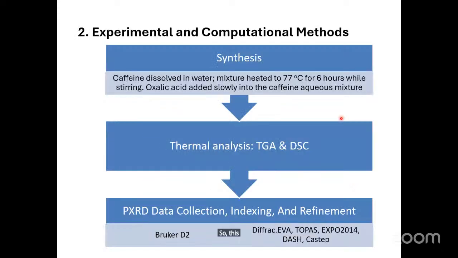So this is just a rundown of the methods. You can generalize this, or you can treat it as is for this work, but you basically can do the synthesis by any means. Like you can just do dry grinding, or you can do liquid assisted grinding to form your co-crystals. But in this case, I dissolved caffeine in water and then heated to 77 degrees for 6 hours while stirring. And then I added the oxalic acid to the aqueous mixture.